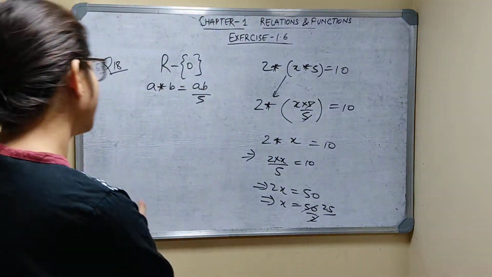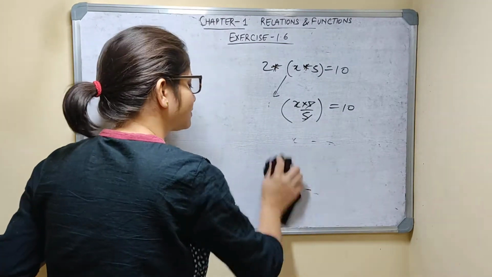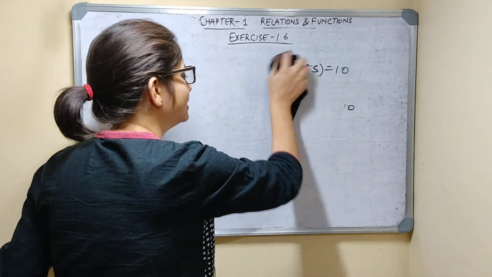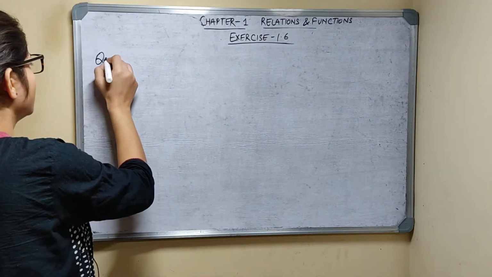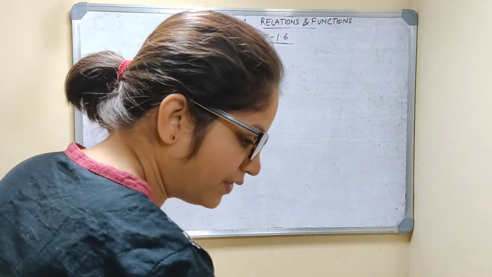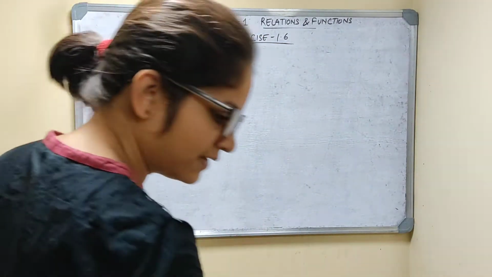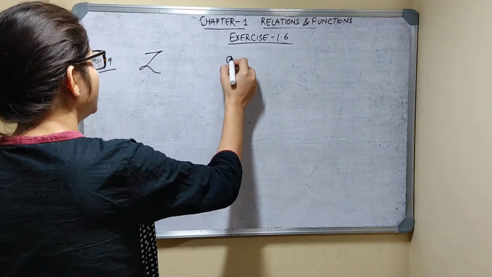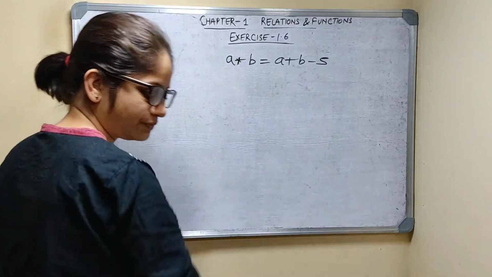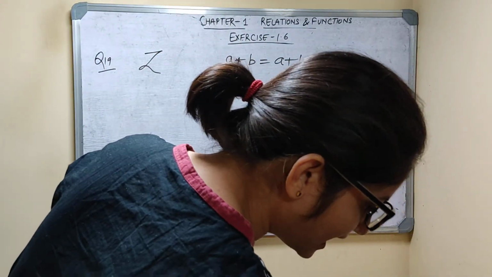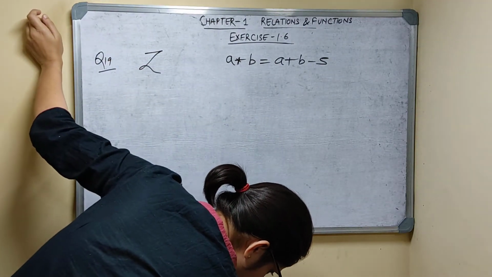Now question number 19. If the binary operation * on the set of integers Z is defined by a * b is equal to a + b − 5, then write the identity element of * in Z. You have to write the identity element of * in Z.